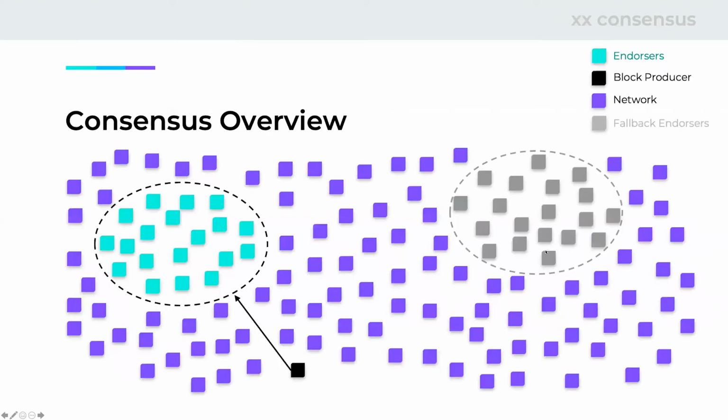Now we have an overview diagram of XX consensus. We are operating here in an optimistic scenario because the BP is online and he proposes a block to the network. His random reveal will select the endorsers shown here, which will validate the transactions and endorse the block, sending these signatures to the rest of the network. Once all of the nodes have seen the block and the quorum of these endorsements, the block will be finalized and the consensus round is done. You can see that the fallback endorsers were selected, but since there was no disruption, they just stayed dormant.